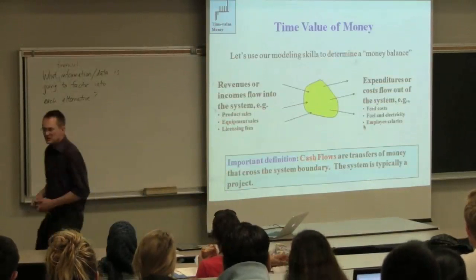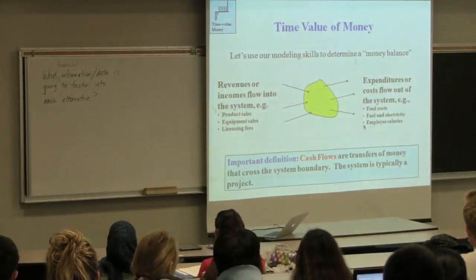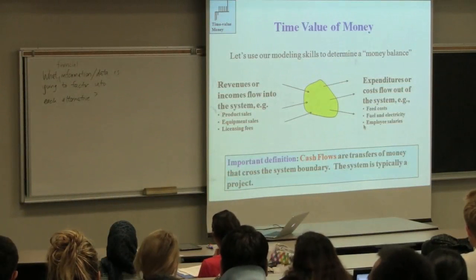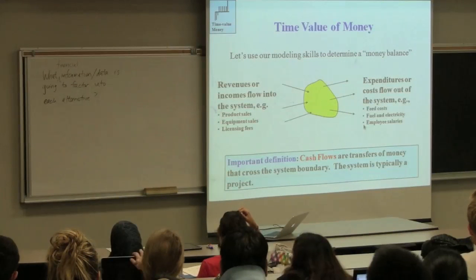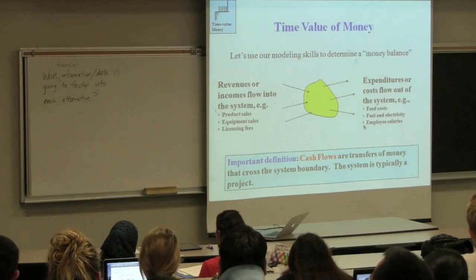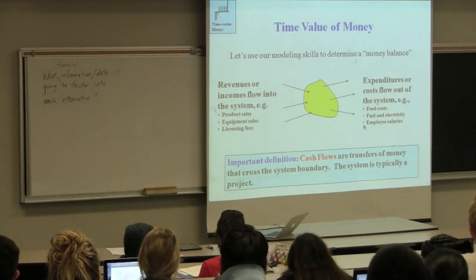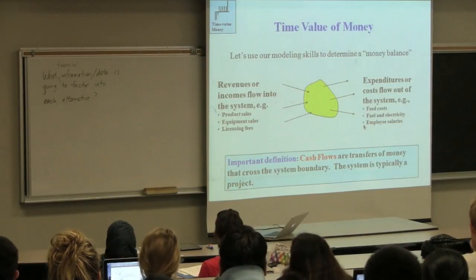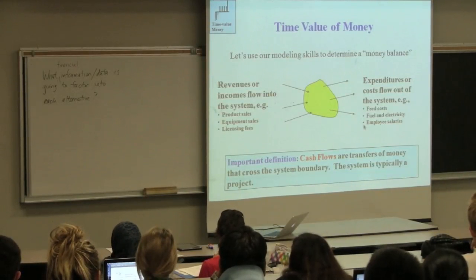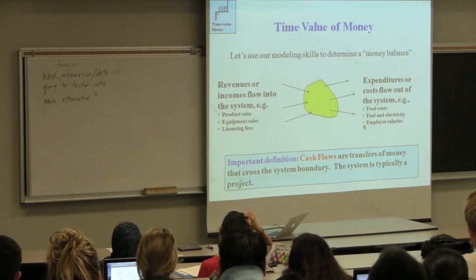So, time value of money is a simple money balance. And in this case, it's even simpler than an energy balance. We've got money in and money out. We generally don't have money being created or destroyed, unless you're the government. So, money comes in and money flows out. So, addition and subtraction into a boundary. And that boundary is whatever you pick that's relevant to the case study.